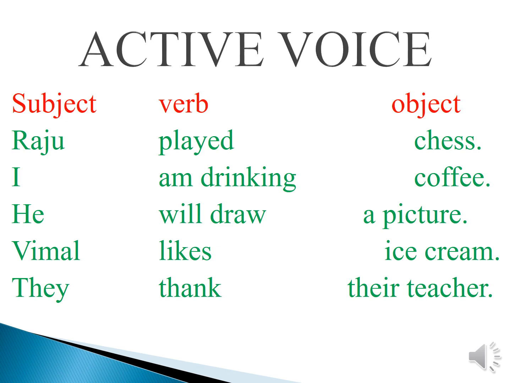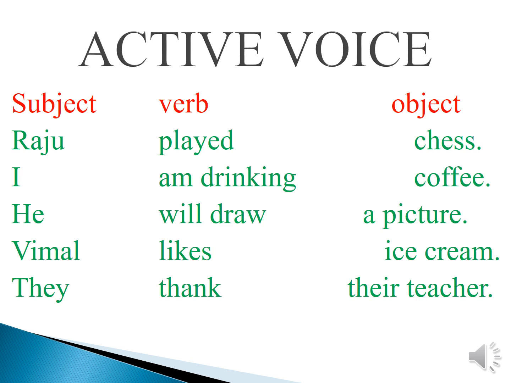Sentences will have subject and verb. Verb is the action word. For example, Raju played chess. Here in this sentence, play is the action word. Who has done that action? Who did that action? Raju. So, Raju is the subject. Subject is doing the action. Then it is an active voice sentence.